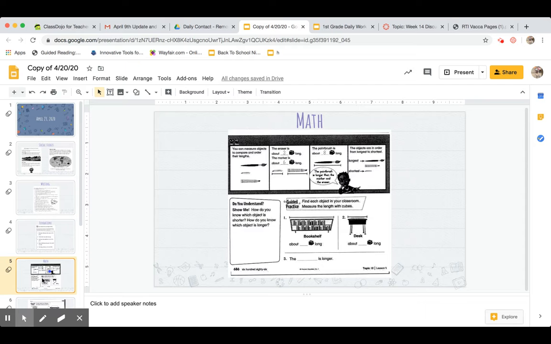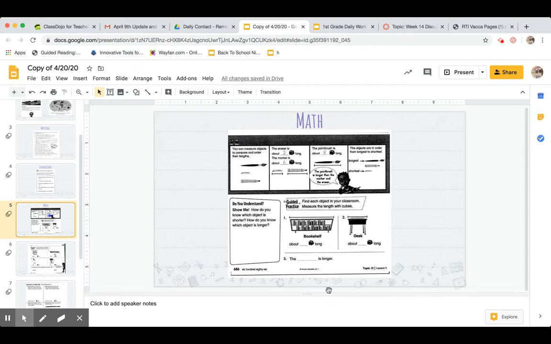For math today, we're going to continue with measurement. Today we're going to be looking at the height and length of objects. So you're going to be measuring using these tools at the top right here. You're going to measure line from line just like we normally do. You're going to use those cutout cubes that are in your packet.